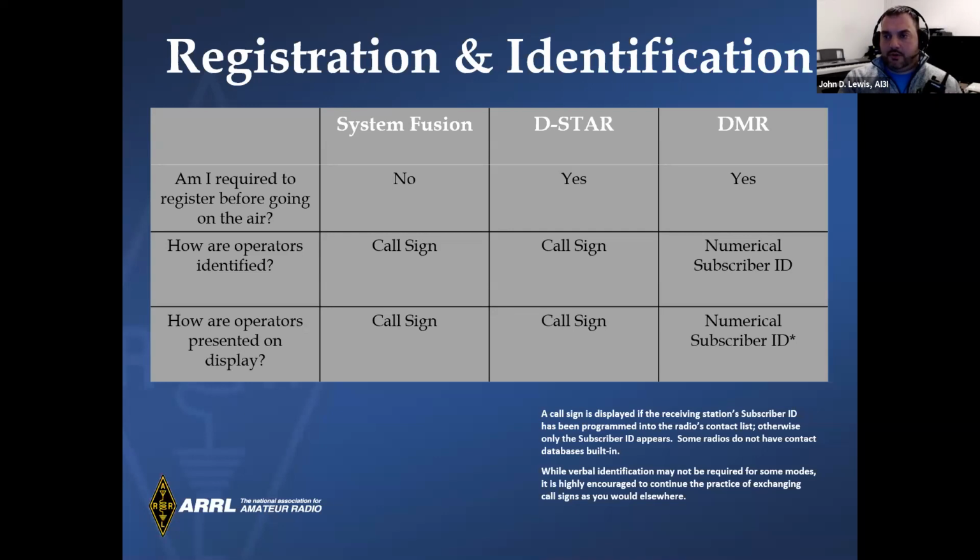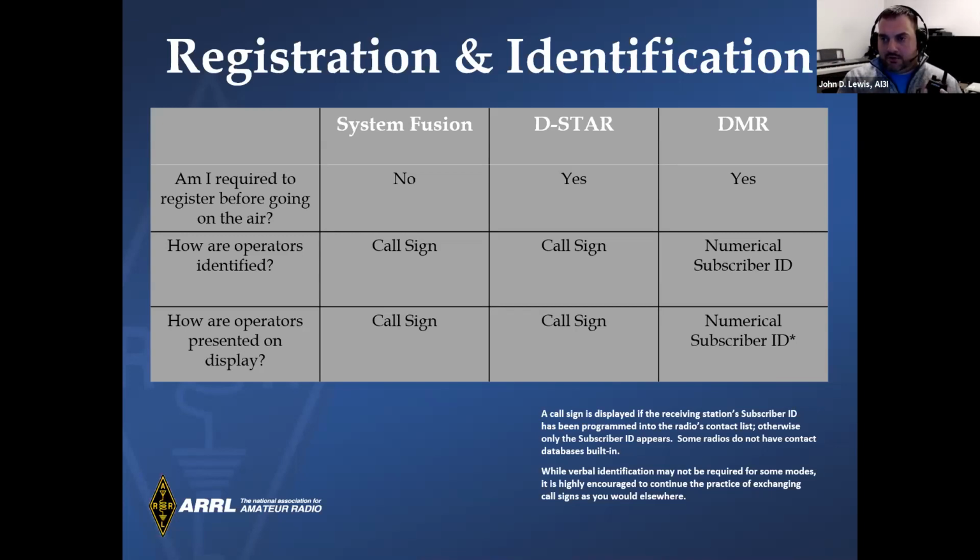And so for DMR, you basically go out to a site, radioid.net. You register. You say, for example, I'm John Lewis. My call sign is AI3I. You enter everything in the form. And in most cases, almost instantly after they verify that you are who you say you are, they assign you a 7-digit ID. You are then part of the worldwide database, and then you're able to use that 7-digit ID and program it into your radios.